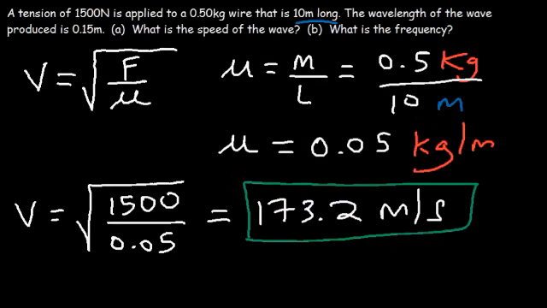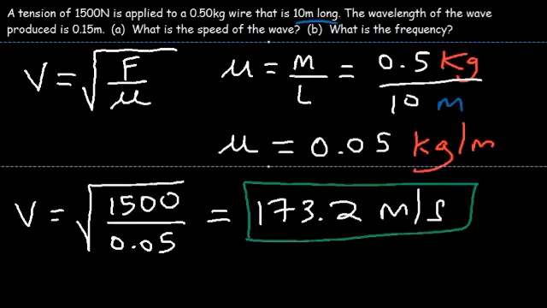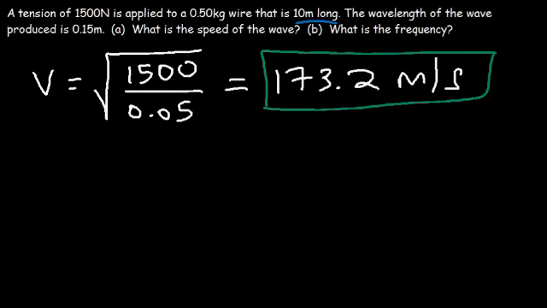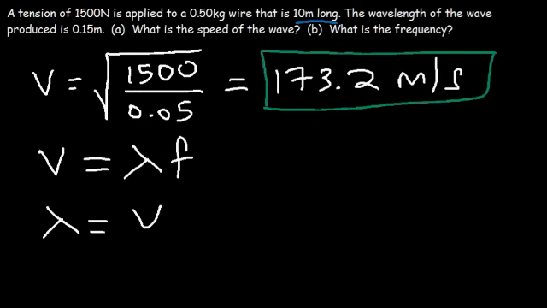Now that we have the speed of the wave, let's calculate the frequency. So what equation can we use to find the frequency? If you recall, the velocity is equal to the wavelength times the frequency. But we have the wavelength, so let's solve for frequency instead. So the frequency is the velocity divided by the wavelength.